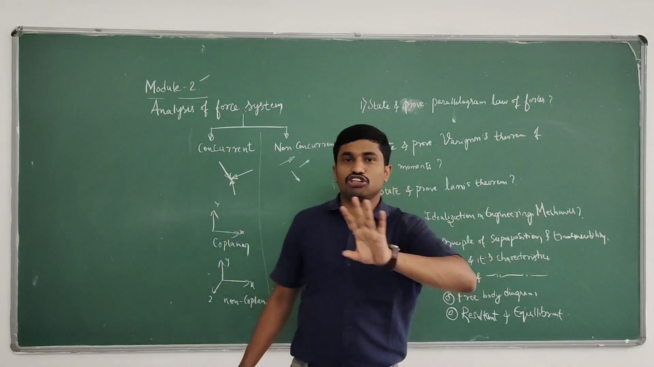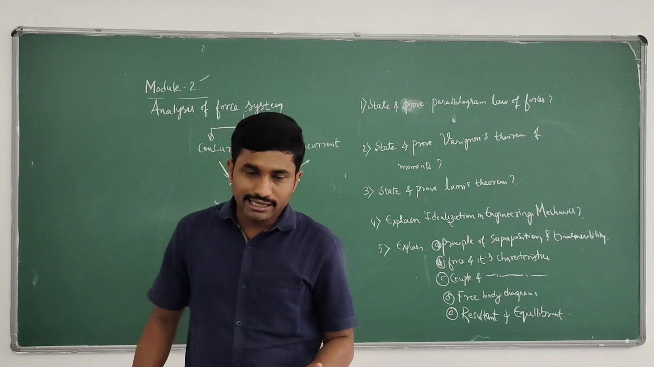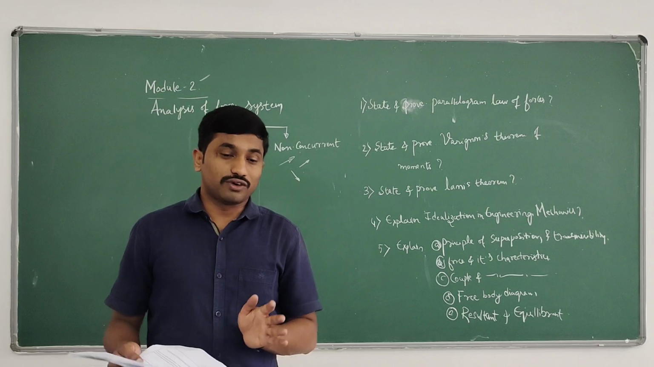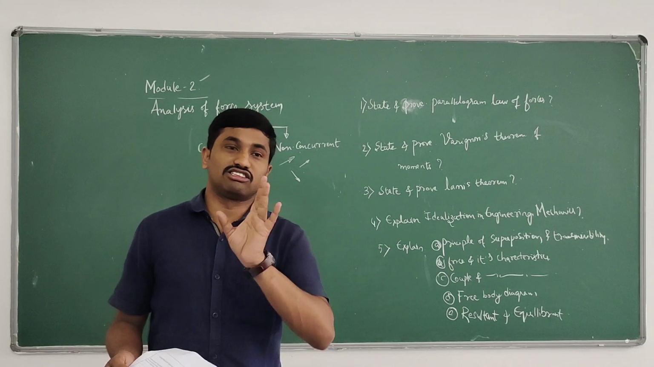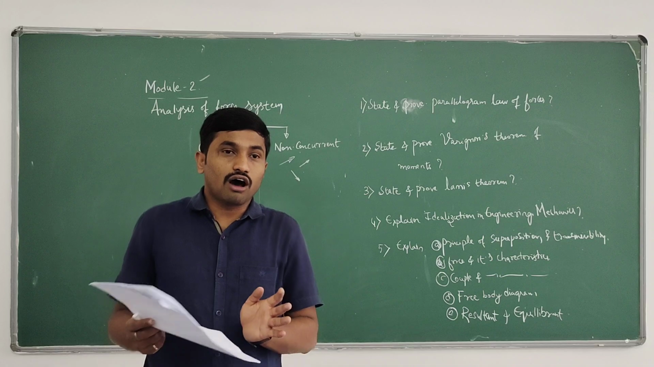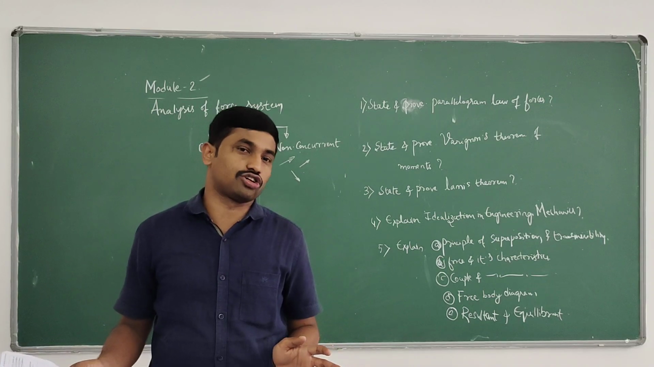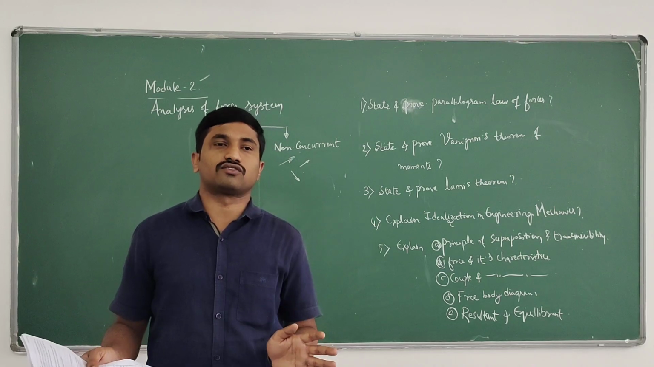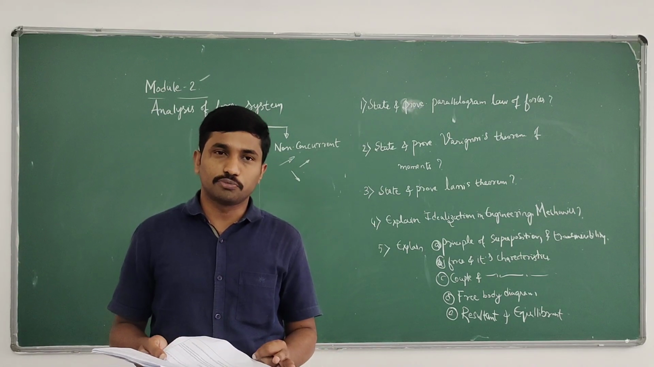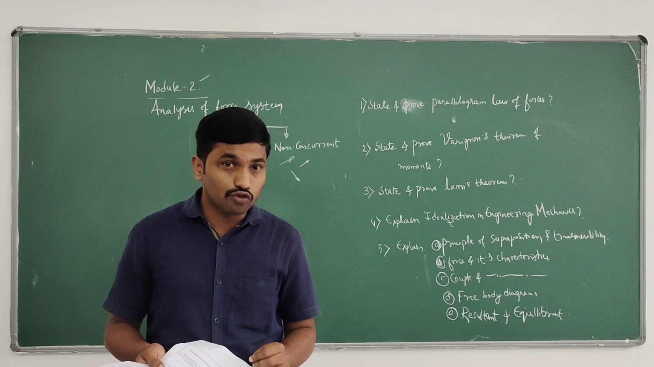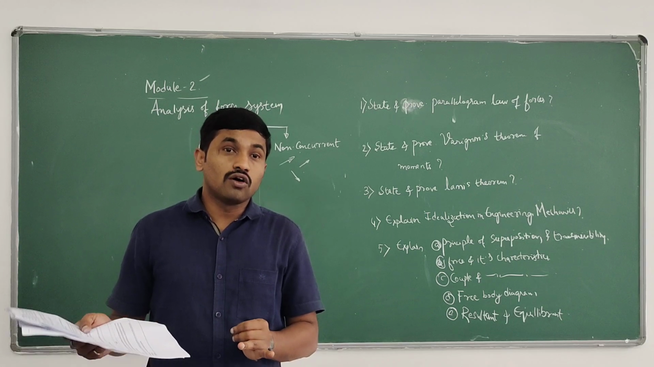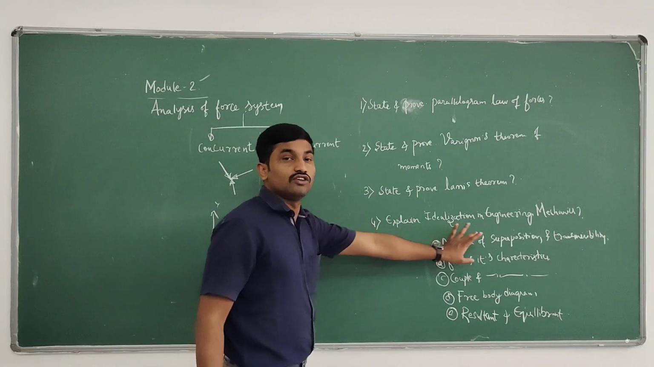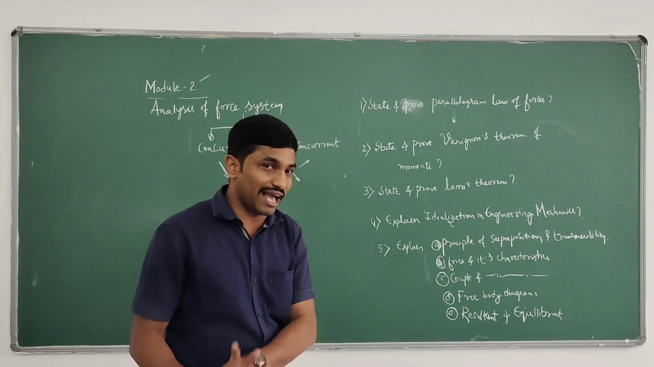Explain idealization in engineering mechanics. Idealization means that to analyze a civil engineering problem, it is a very tough task to analyze in a single step. That's why we do discretization of structures. For the discretization, we assume certain things like particle, rigid body, concentrated force, and also continuum. So these four are idealizations in mechanics, and you have to explain each one individually.